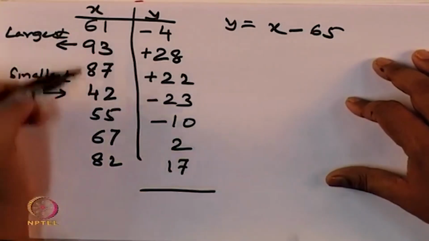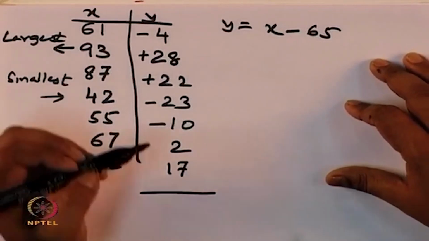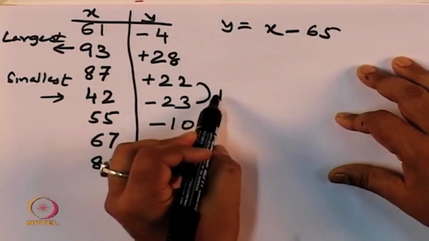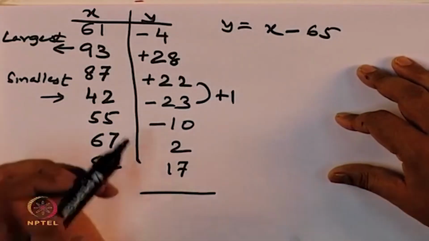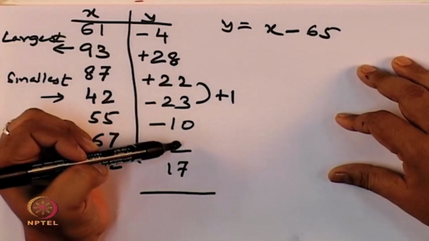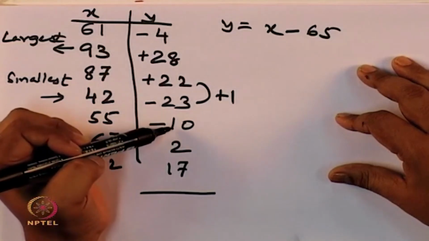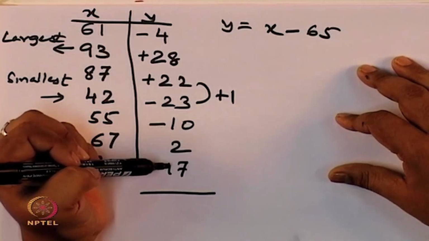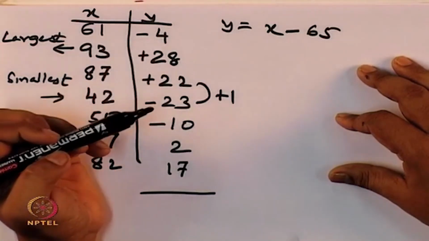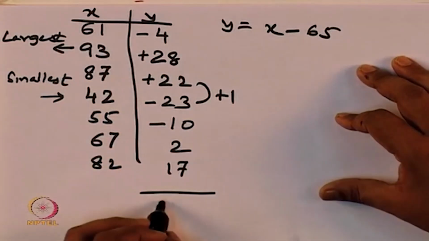This is much more reasonable than adding much bigger numbers. So, what you can see is that 22 and 23 almost cancel each other out. These two put together is plus 1, and here you have 28 plus 2, 30, minus 10, 20, plus 17, 20 plus 17 plus 1, 18, 38 minus 4. So, 38 minus 4 is 34.